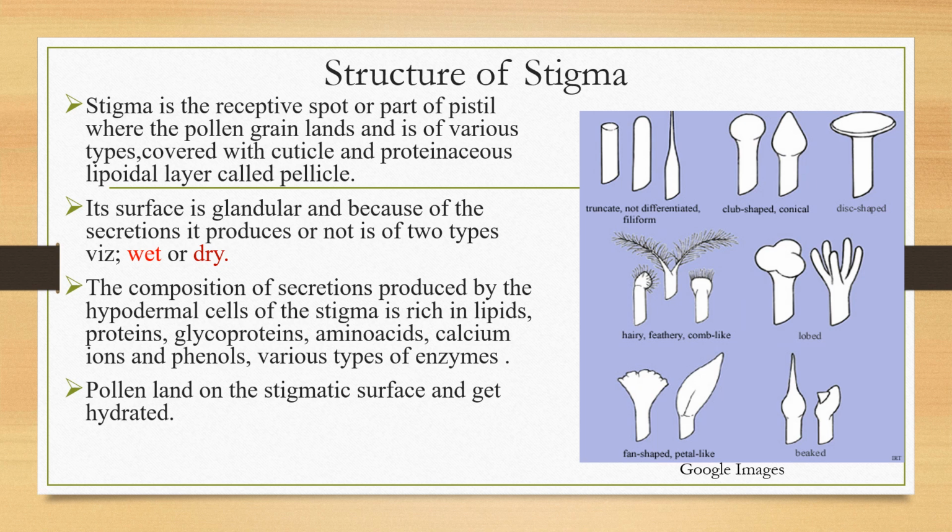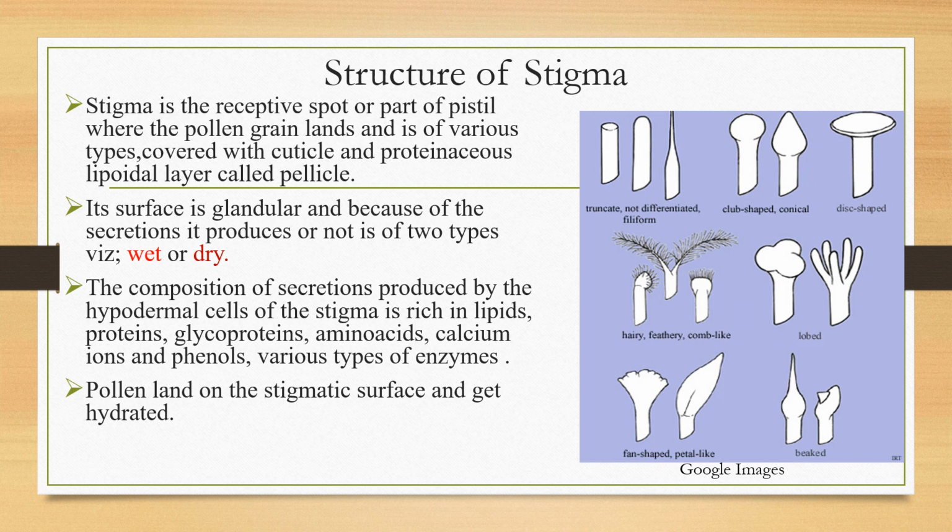Structure of stigma, which is the receptive spot where the pollen lands, is of various types, covered with cuticle and proteinaceous lipoidal layers called pellicle. You can see the shape in the diagram. It can be differentiated, filiform, not differentiated, club-shaped, conical, disc-shaped, hairy, feathery, comb-like, lobed, or it can be beaked, or it can be bifid, trifid, pentafid. Its surface is glandular because of the secretions it produces or not. So it's of 2 types, wet or dry.